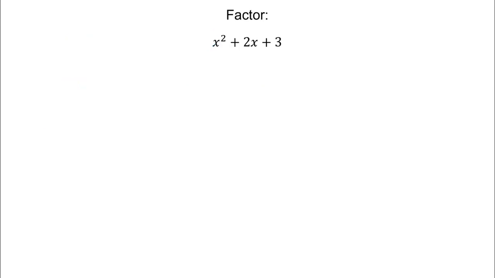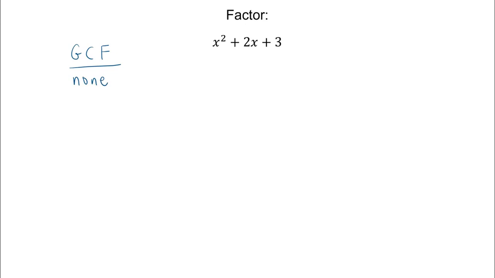Let's look at this example. Here we're asked to factor x squared plus 2x plus 3. The first step to factoring any polynomial is to look for a GCF. So is there a GCF between x squared, 2x, and 3? No.